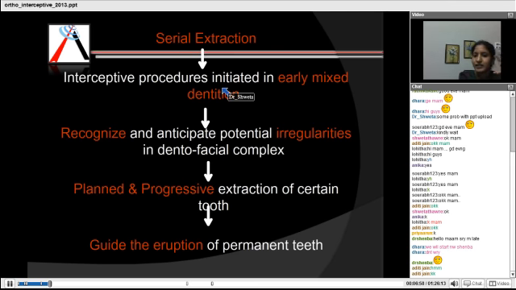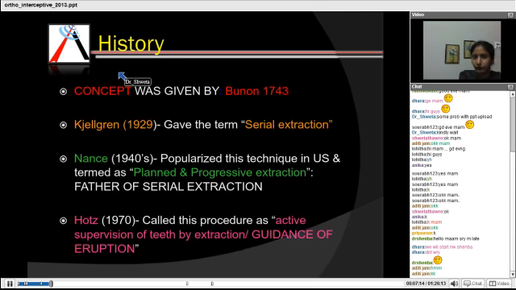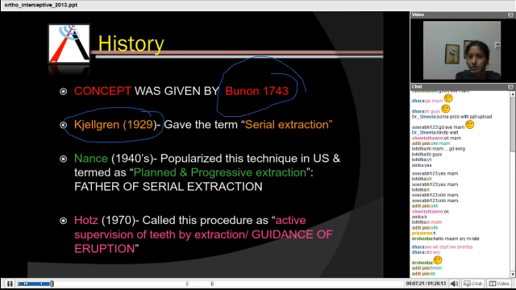Okay. See, now serial extraction is what you do is you intercept at an early stage where you do extractions in a serial order. You do a planned extraction or you do a progressive extraction till you get your desired treatment. Okay, these are some of the terms which you need to know. We will not be going into depth on all these. You need to know the names of these authors who gave the concept, who is known as the father of serial extraction and who called it as guidance of eruption, etc. Okay.